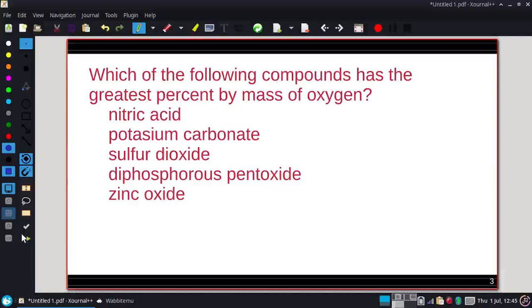Okay, which of the following compounds has the greatest percent mass of oxygen? All right, this is always going to have some examples. We kind of need to know our chemical formulas first.